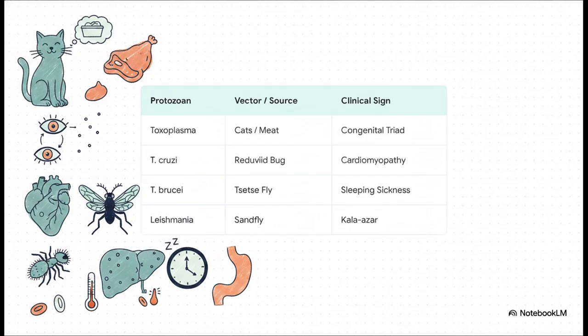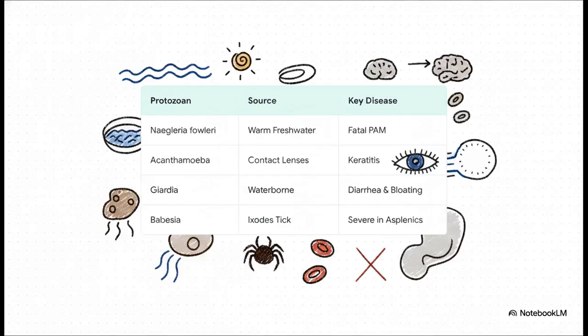Trypanosoma cruzi is transmitted by the reduviid bug, also known as the kissing bug. This causes Chagas disease. The chronic hallmark, dilated cardiomyopathy and megaesophagus. Trypanosoma brucei comes from the tsetse fly and causes African sleeping sickness. And Leishmania? The vector is the sandfly, and the visceral form causes massive hepatosplenomegaly, fever, and anemia, also known as Kala-Azar.